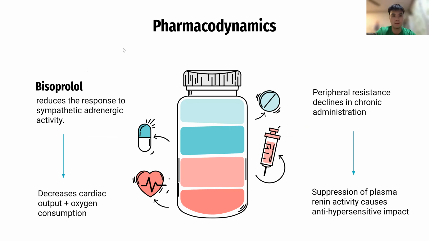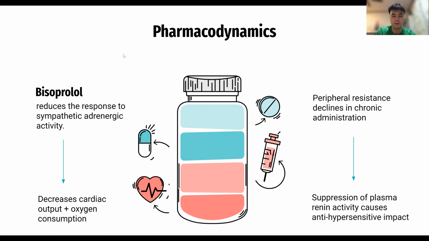Now moving on to the pharmacodynamics, which is what a drug does to the body. Bisoprolol is an active ingredient of Concor, and through blocking cardiac beta receptors, it reduces the response to sympathoadrenergic activity. Acute treatment decreases cardiac output and oxygen consumption by lowering heart rate and stroke volume. Following the initial rise, the peripheral resistance declines in chronic administration. One of the potential mechanisms behind the antihypertensive impact of beta blockers is the suppression of plasma renin activity.